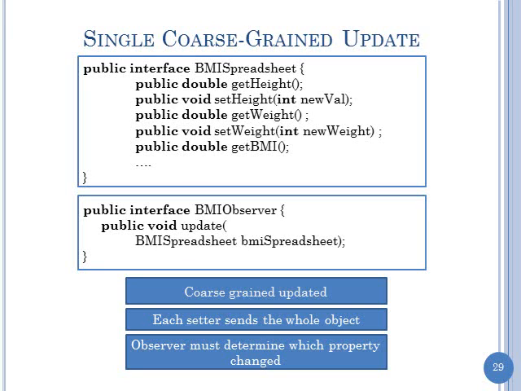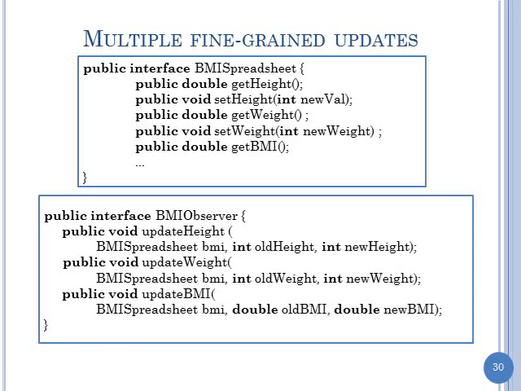So you can do instead have multiple methods: update height, update weight, update BMI. Okay, so you don't have to have a single update method in the observer interface. You could have different methods. Okay, so now I can differentiate between height, weight, and whether the BMI changed. And so this is another solution.